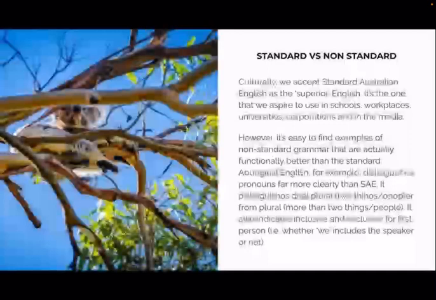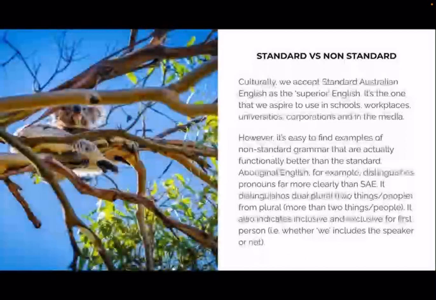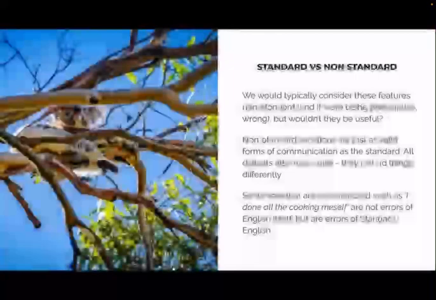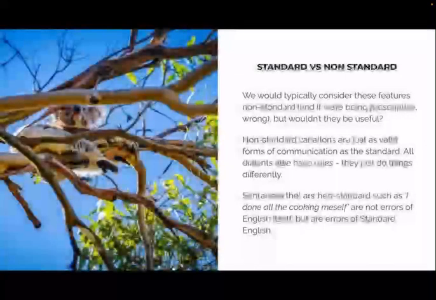Aboriginal English, for example, distinguishes pronouns far more clearly than standard Australian English. It distinguishes dual plural, so two things or people, from plural, more than two things or people. It also indicates inclusive and exclusive for first person, for example, whether we includes the speaker or not. We would typically consider these features non-standard and, if we're being prescriptive, wrong, but they would be very, very useful for us to have because the standard Australian English doesn't let us distinguish between those things in our pronoun use.